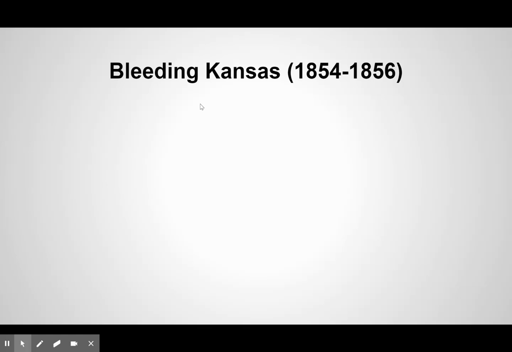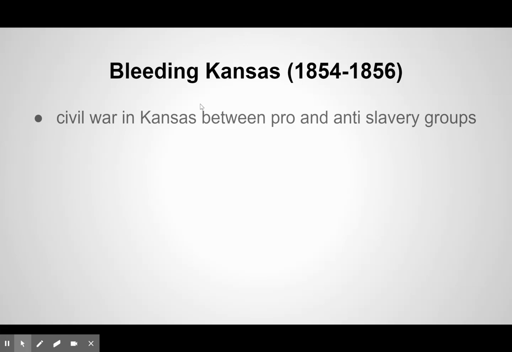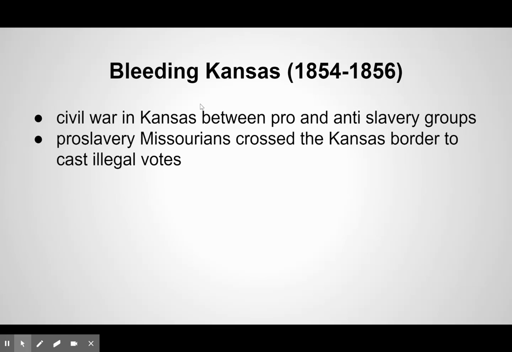So what this leads to is an event called Bleeding Kansas, which lasted from 1854 to 1856. Bleeding Kansas was a civil war in Kansas between pro and anti-slavery groups. Now that they can vote on slavery, it's going to create a lot of problems. So a lot of pro-slavery people from Missouri had been crossing the border into Kansas to vote illegally. Because Missouri was a slave state, you have people from Missouri going into Kansas because they also want Kansas to become a slave state.